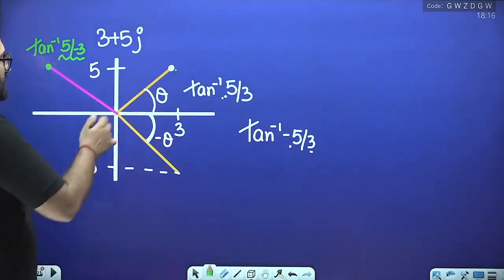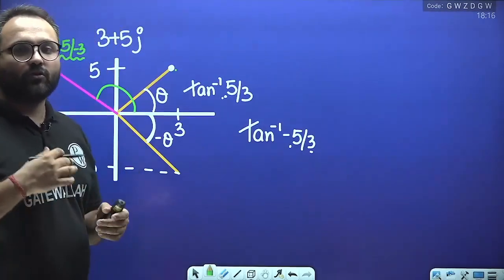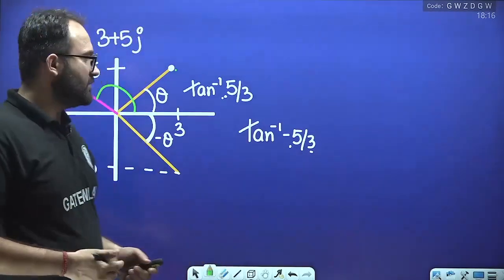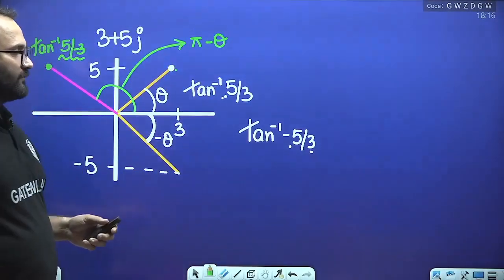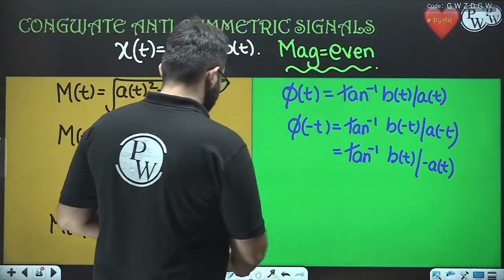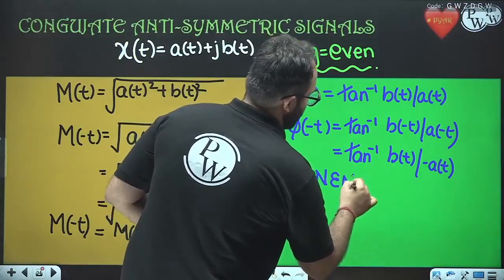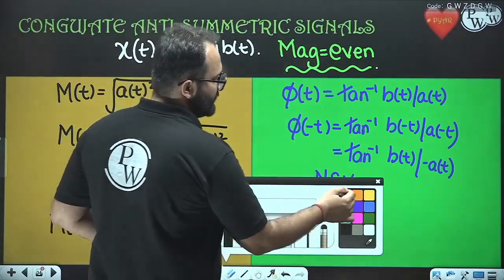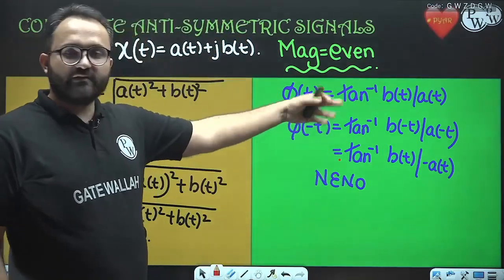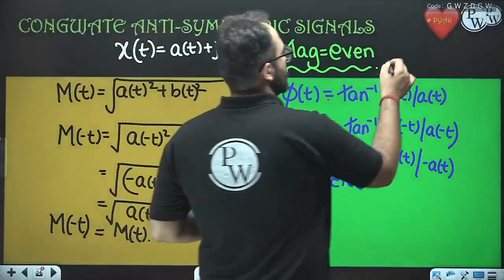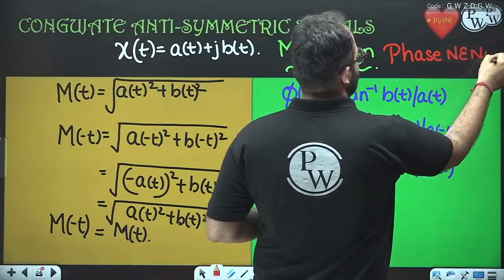And now the angle has no relationship with theta, meaning the relationship is neither even nor odd. Rather, this angle will be pi minus theta. So we can see that the phase term will be neither even nor odd, because this angle will not have any relationship with the previous angle; rather it will be pi minus the previous angle. So phase is neither even nor odd.